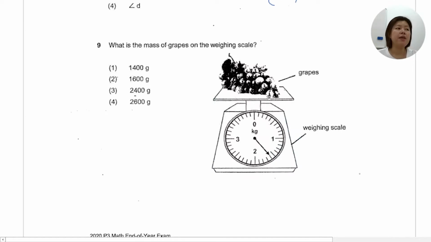Next, what is the mass of the grapes on the weighing machine? On the weighing scale, you have to ask yourself, from 0 to 1, what does 1 line stand for? Let's double check. 1 kg is 1000 grams, so it's 100, 200, 300, 400, 500, 600, 700, 800, 900 and 1000. So 1 line stands for 100, and it's over here. So it's 1600.